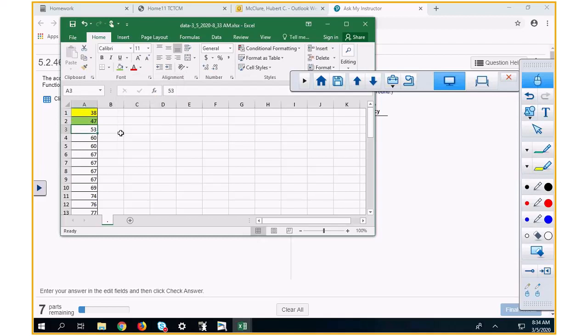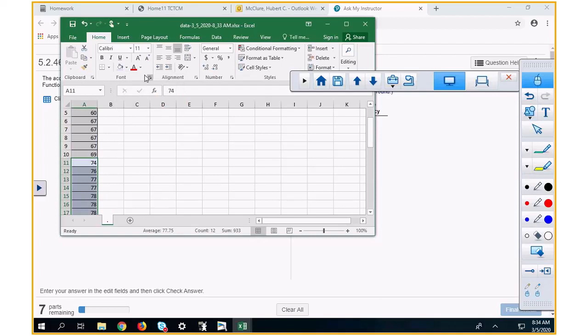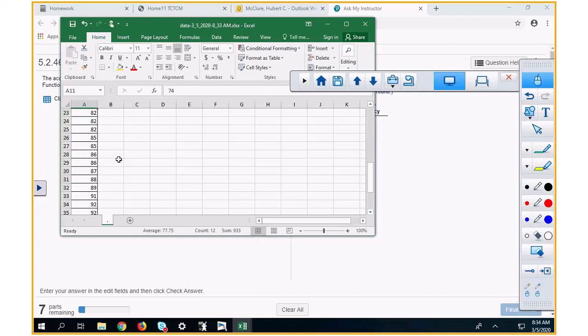50 to 59. 60 to 69. 70 to 79. Oops. It's not a good color. There we go. 80 to 89. 90 to 99.